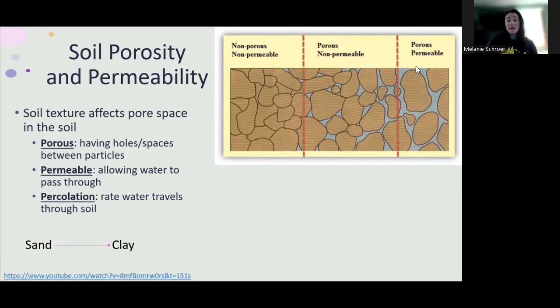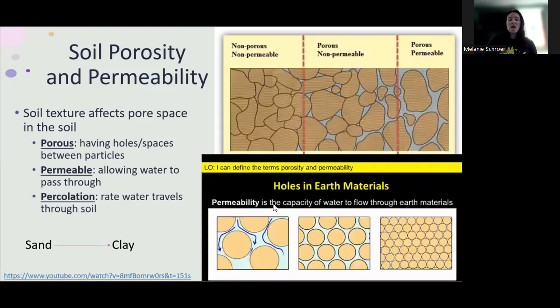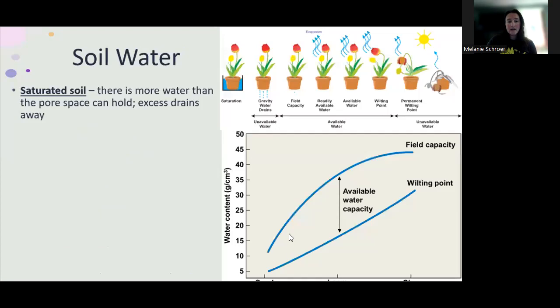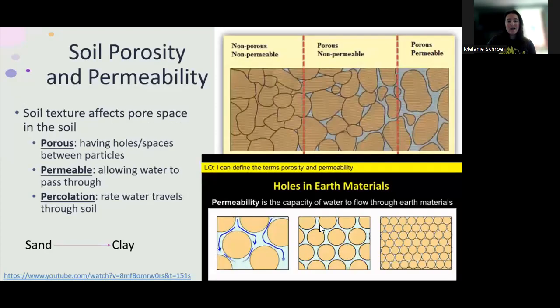And so this is very porous. There's a lot of space in between those particles. And so what would happen in something like this is that it is very permeable. So as soon as it rains, water is going to be able to percolate really quickly down through these pores.